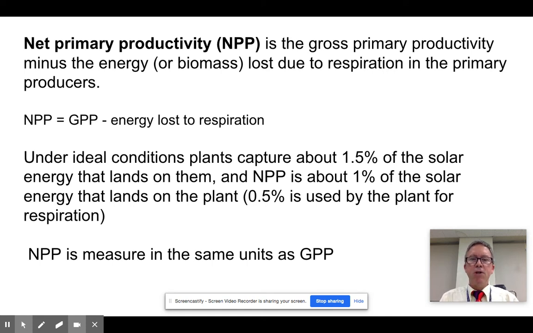Okay, so NPP is going to be measured in the same thing as GPP. It's just basically how much energy got captured minus how much got used through respiration. How many kilograms of sugar got captured minus how many got used through respiration.